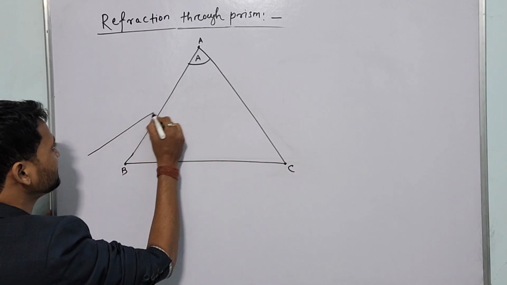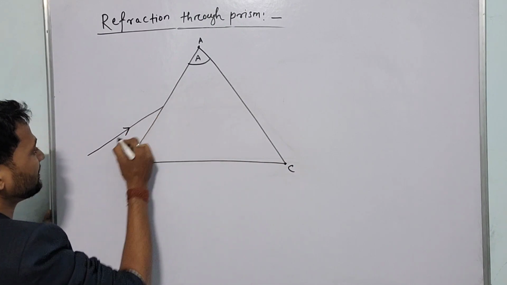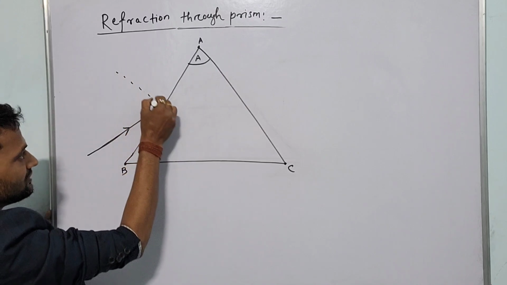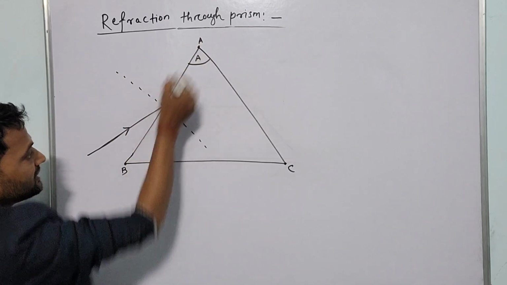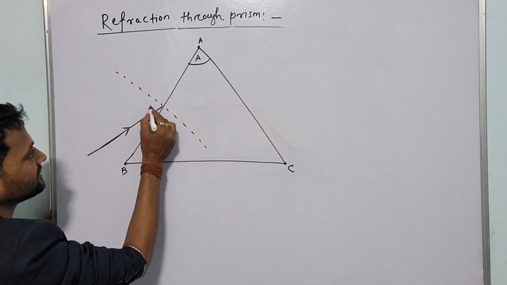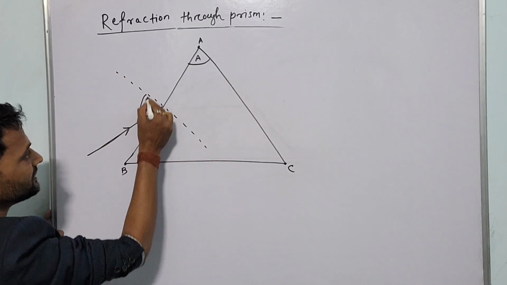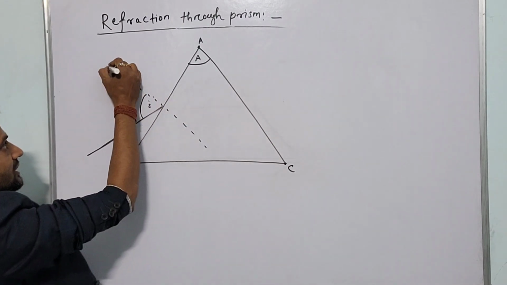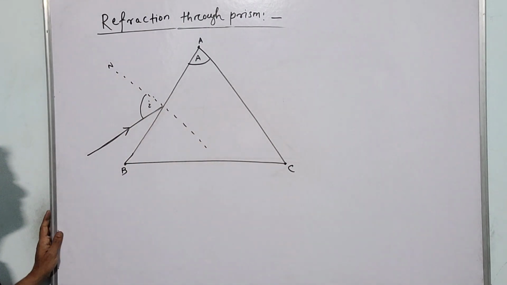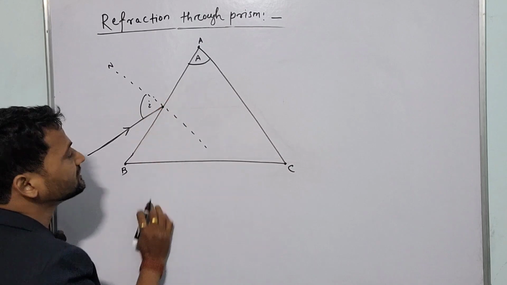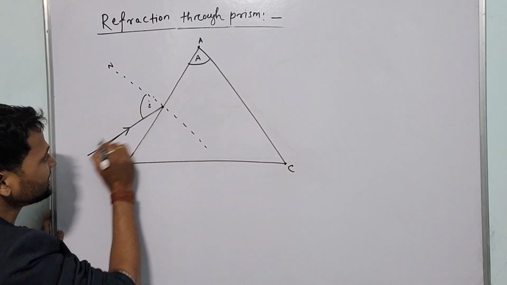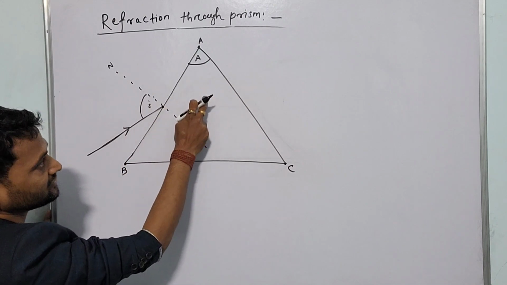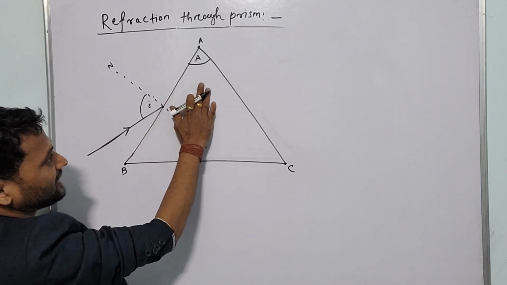So let this one be your incident ray. As you know, this one is your normal. Normal is perpendicular to the surface. So this angle is angle of incident. Angle of incident क्या है? The angle between incident ray and normal. That is angle of incident. Okay, clear?